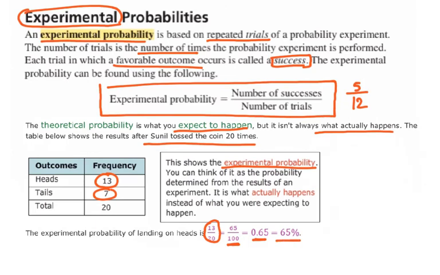So theoretical probability was 50. Theoretical, we were expecting 50% heads, but when we did the experiment, experimental probability is 65%. That can change from experiment to experiment.